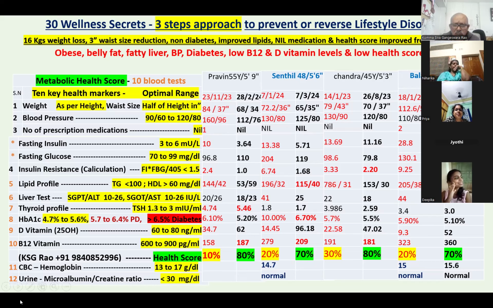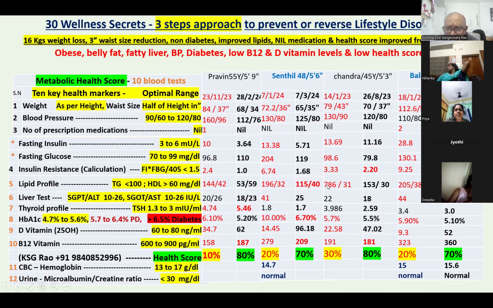And look at this gentleman. He's from 20% to 70%. He had HbA1c, the sugar level, how much? 10%. This guy luckily was not on any medication. From January, in 2 months, look, from 10% to 6.7%. Great improvement. 20% to 70%. Look at this gentleman, 30% to 80%.